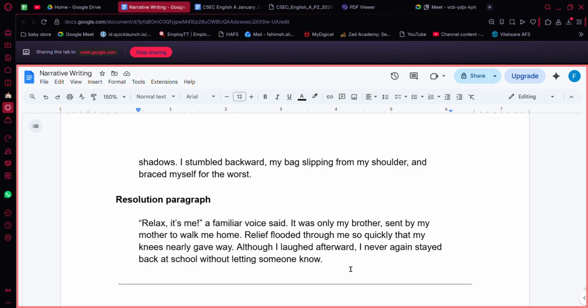So the resolution is where you just resolve the problem. The problem is the person was scared and paranoid, thinking somebody was watching them and following them. And the resolution is that the person following them is just a sibling.